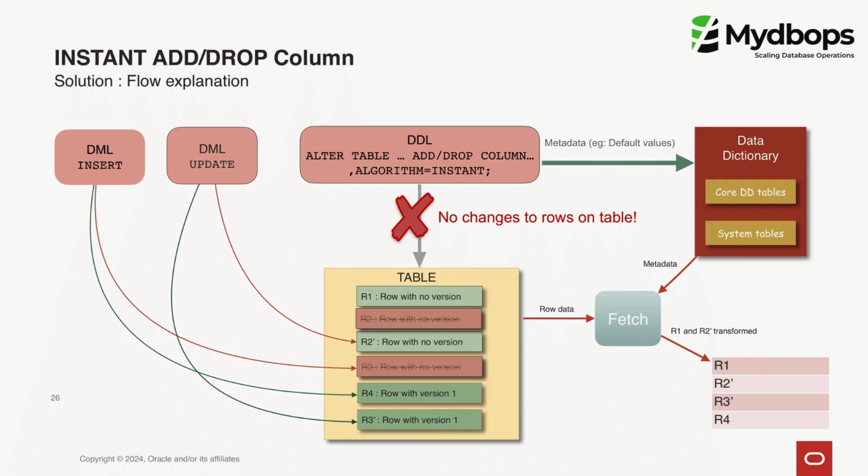And if we fetch this information, we take the data from the disk, we take metadata from the data dictionary, and we fetch it. So we don't have to transform R4 and R3 because they were already in the latest one, but R1 and R2 are supposed to be transformed.